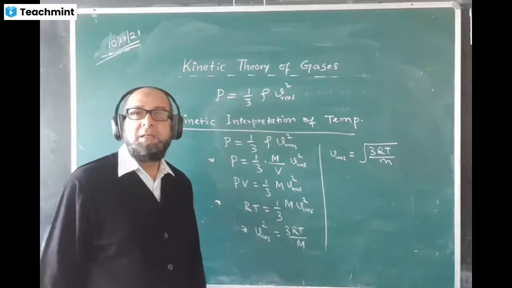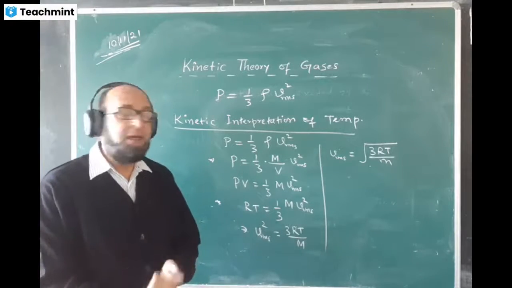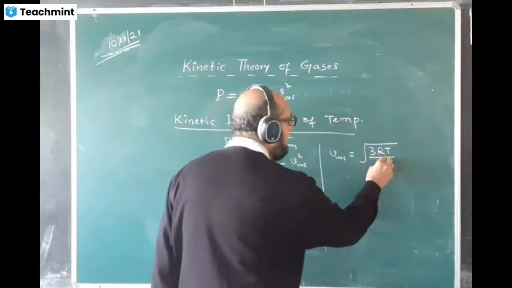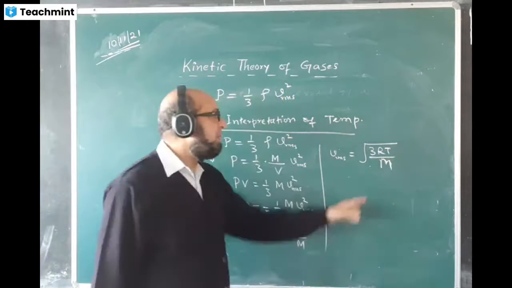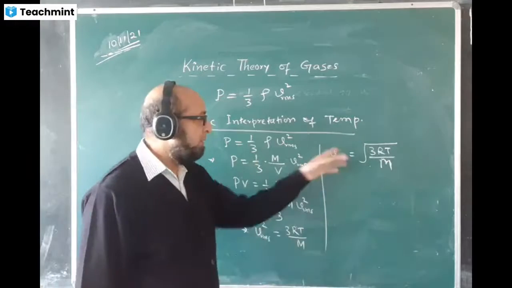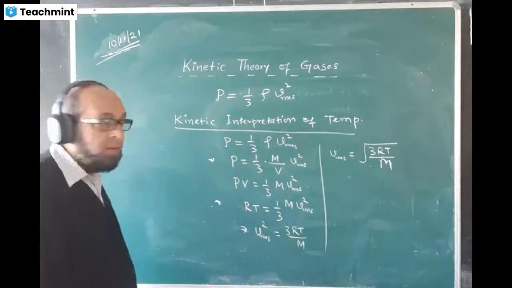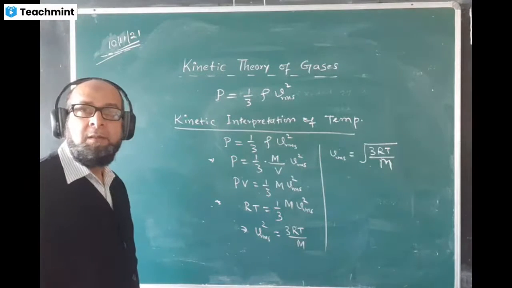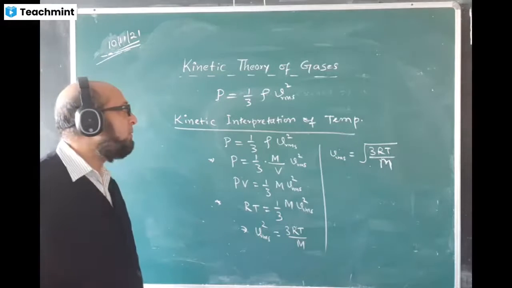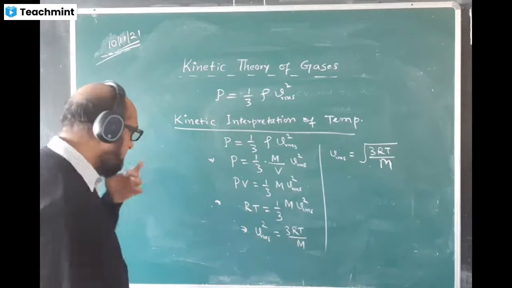If any temperature is given and you have to find the RMS velocity of the molecules of the gas, you can use this formula when the temperature is known. This is capital M I am writing here. In this case, remember the capital M is the molecular mass because I have taken 1 mole. So the molecular mass of the gas. Okay? Alright. Yes, tell me, is it clear or not? Yes, sir.